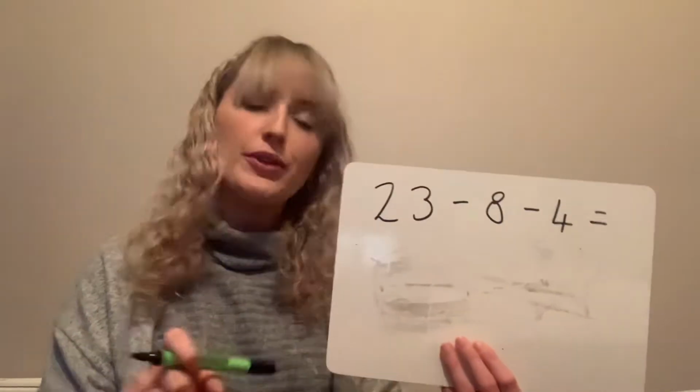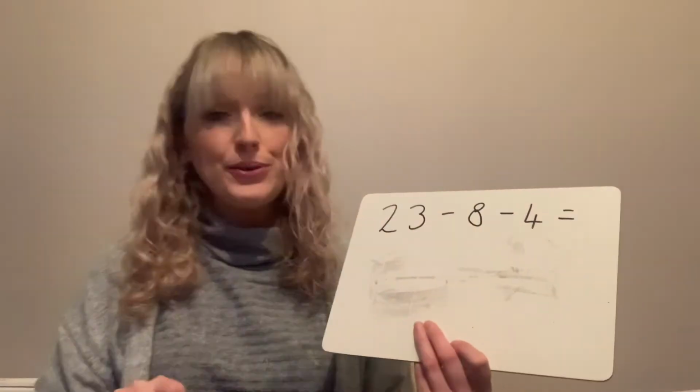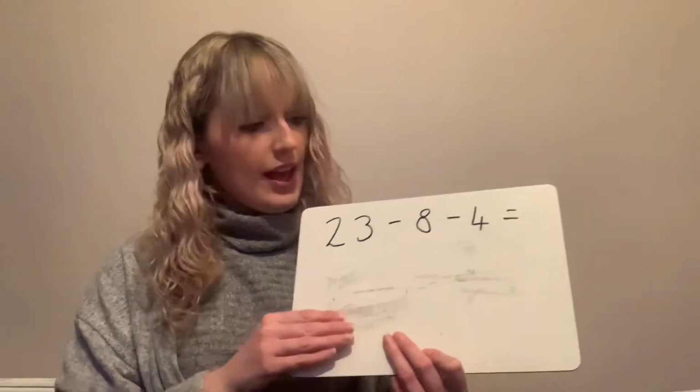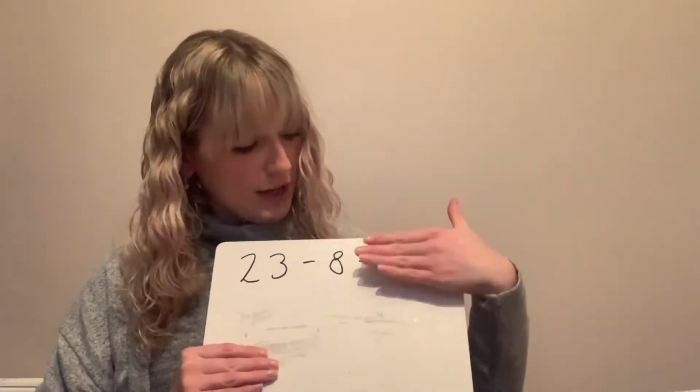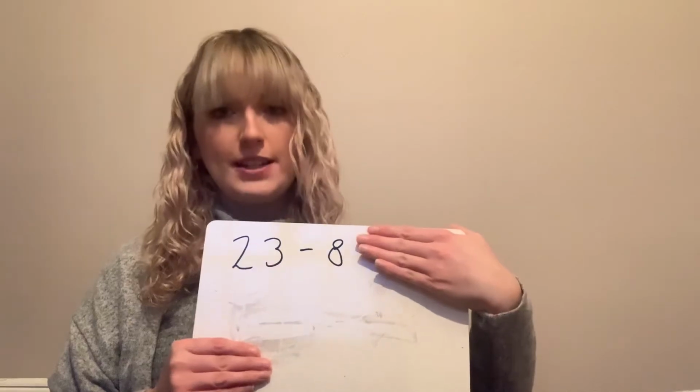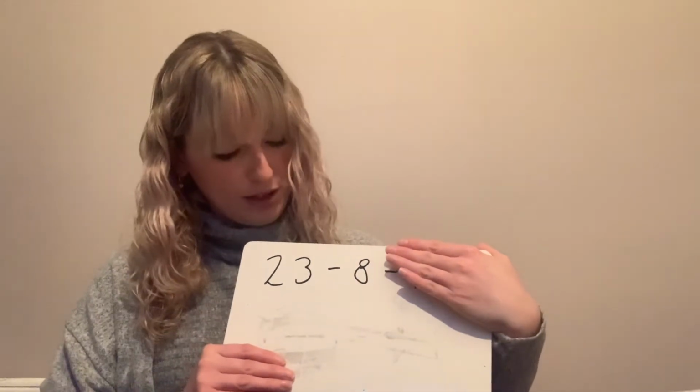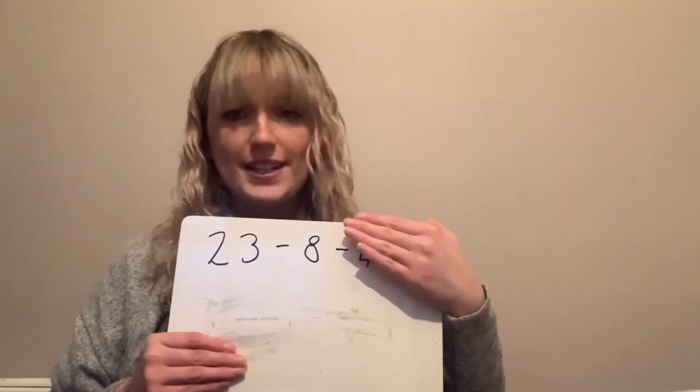Okay, I'm going to show you a few different ways of how you can work it out. The first one is my top tip again, by covering parts of the number sentence. So first of all, we can work out 23 subtract 8.